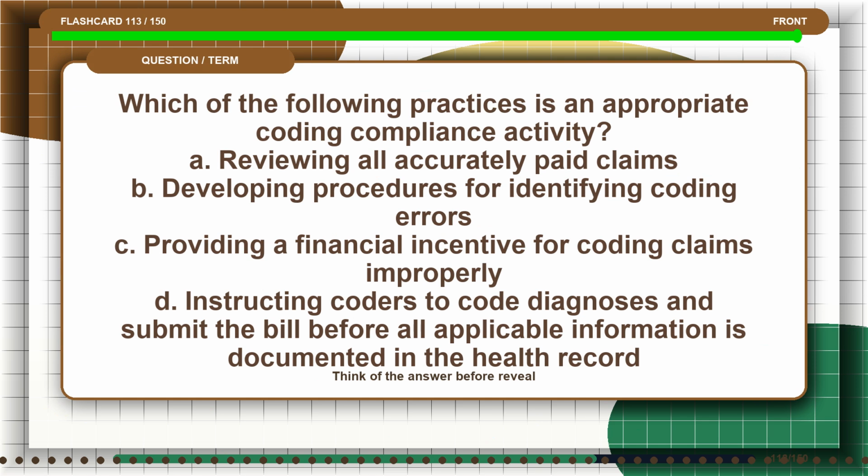Flashcard 113. Which of the following practices is an appropriate coding compliance activity? A. Reviewing all accurately paid claims. B. Developing procedures for identifying coding errors. C. Providing a financial incentive for coding claims improperly. D. Instructing coders to code diagnoses and submit the bill before all applicable information is documented in the health record. Think of the answer before the reveal.